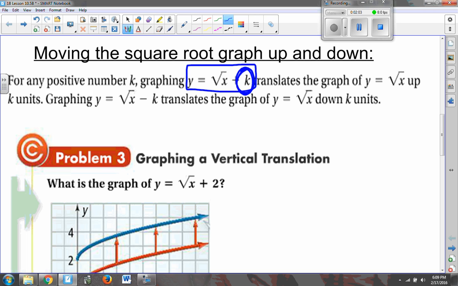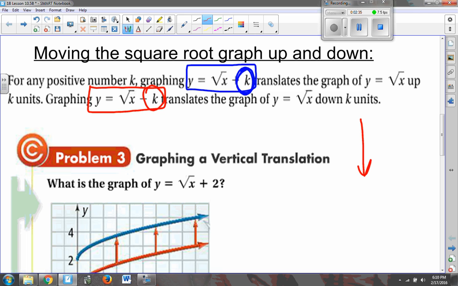Okay, so if it's plus 3, I've moved everything up 3 spaces. If it's plus 5, I've moved everything up 5 spaces, and so on. And if it's y equals the square root of x minus k, that means I have taken things away at the end of my equation. I've subtracted a number, and I've moved that graph straight down a certain number of units, whatever that number is right there.